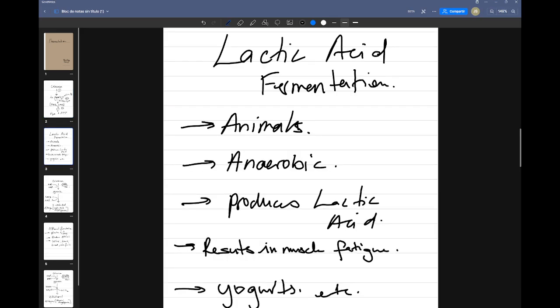So if we don't have any oxygen, right, we go through two types of fermentation. This is lactic acid fermentation. Usually occurs in animals. It is anaerobic. All fermentation is anaerobic. Produces lactic acid, right? And this lactic acid is what creates that burning sensation and muscle fatigue in athletes.